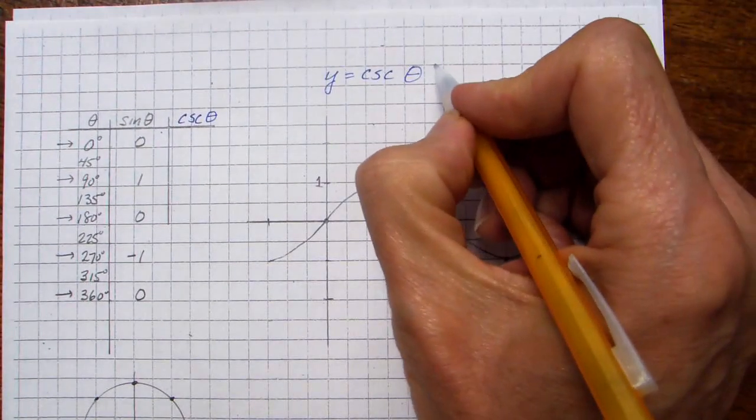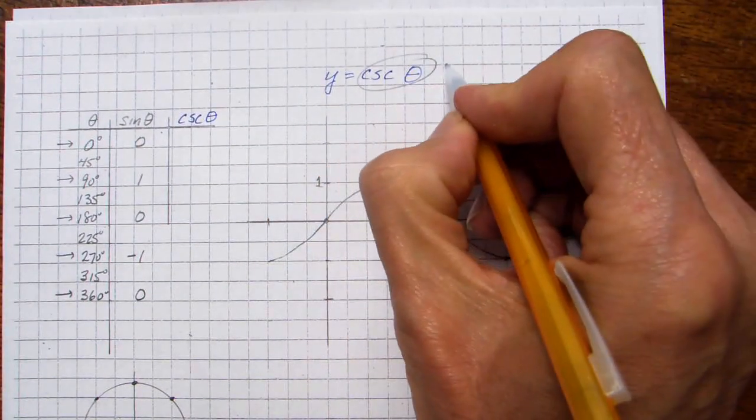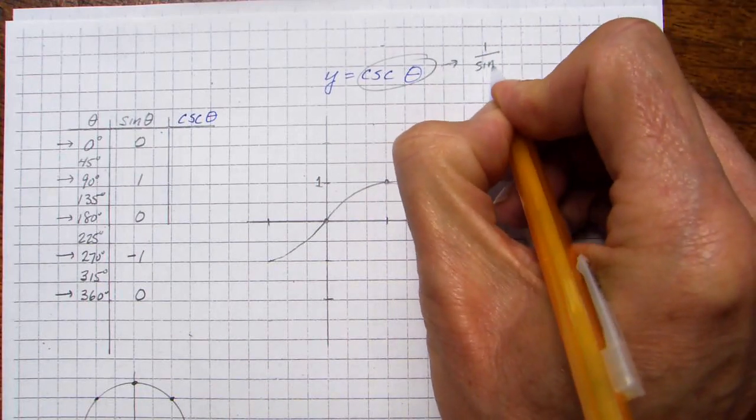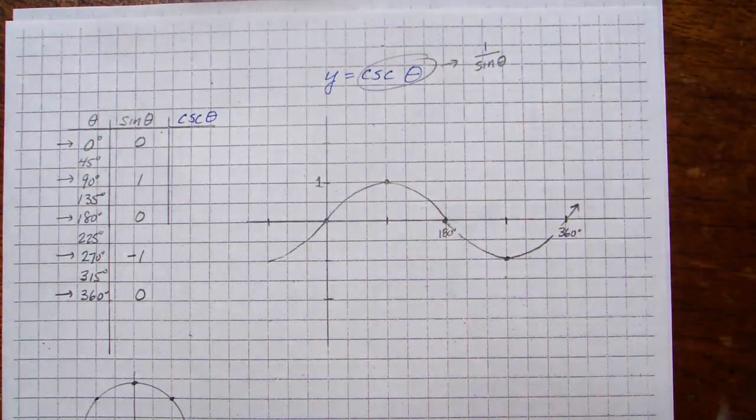Well, now let's keep in mind that cosecant is the reciprocal of the sine ratio. One way to do this is let's think about what the sine ratio does. Let's think about the sine graph, and we can maybe use it to generate the cosecant graph.